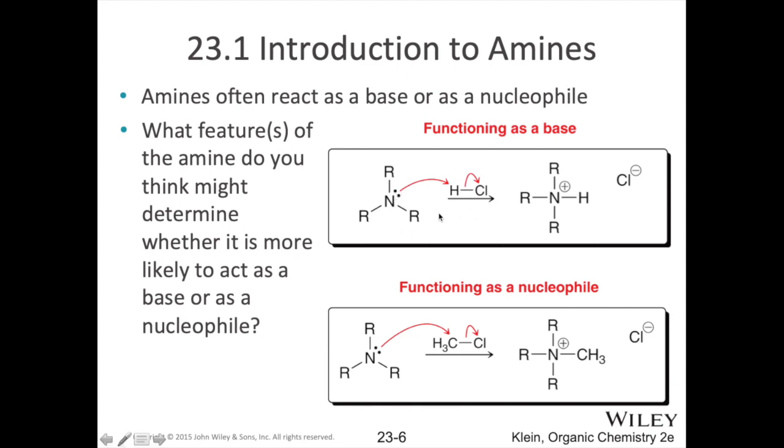So here you can see in this first example, this nitrogen picks up that proton, and we get the corresponding ammonium chloride. Over here, you can see that it basically does an SN2 mechanism and kicks off that chloride leaving group, again making an ammonium chloride. So again, it's a very similar function, but the question is, what is it doing, right?